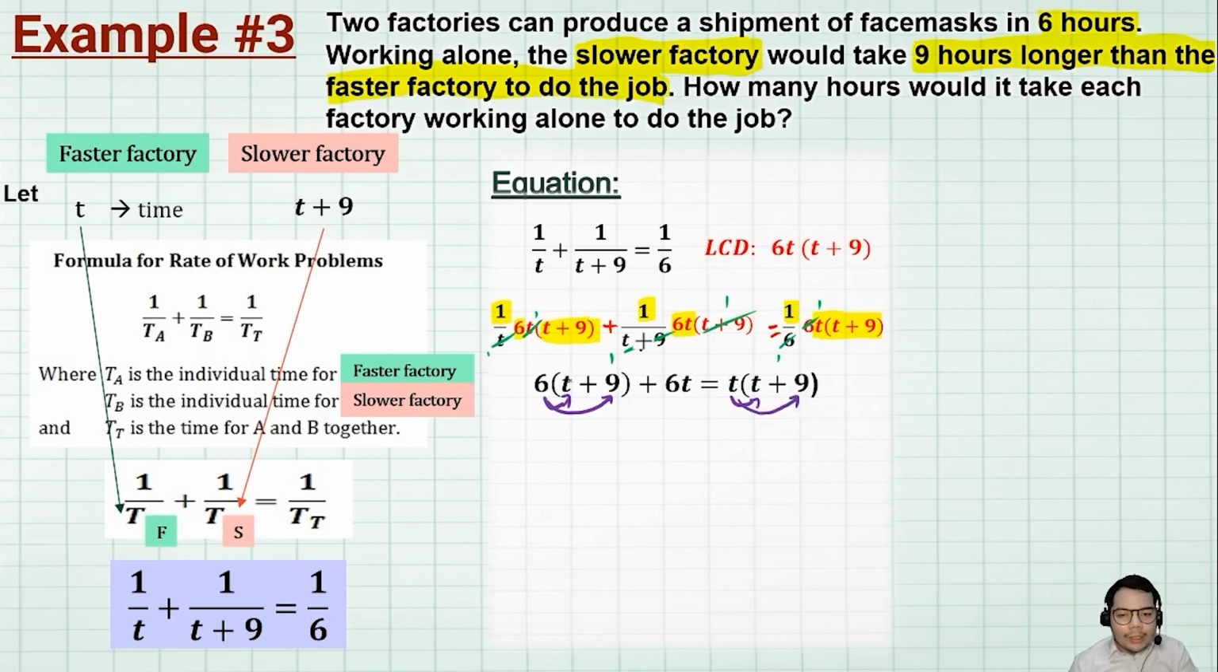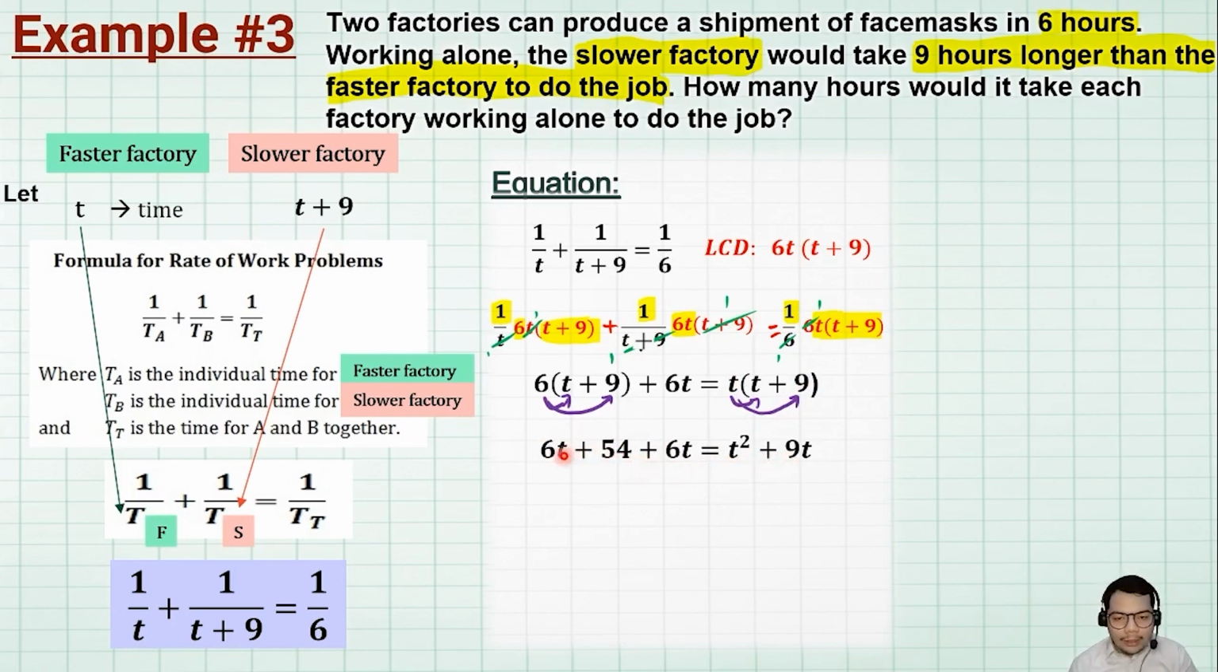So, if you multiply 6 times t, that will be 60t. 6 times 9 is, I think, 54. Then, t times t is t squared. Then, t times 9 is 9t. So, we'll now have this equation. Diba? 60t plus 54 plus 6t is equal to t squared plus 9t.